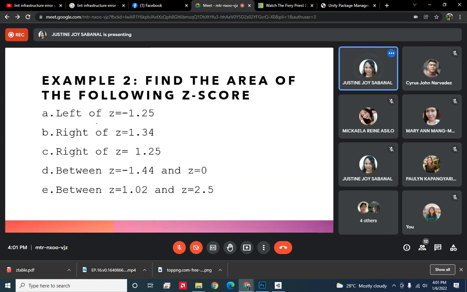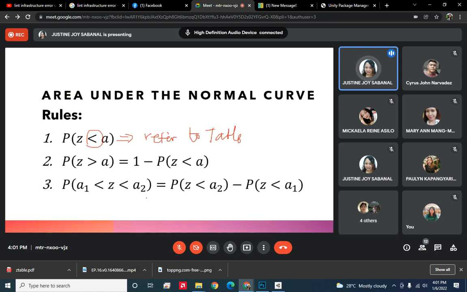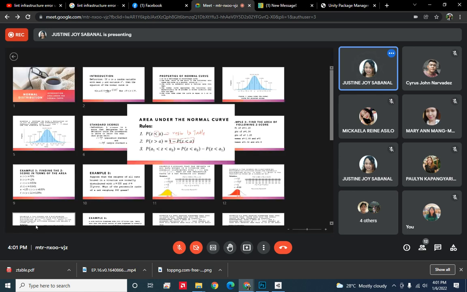So, pag ang example naman is to the right yung instruction, you have to use the second rule. Yan, nakastate dyan. Itong pag greater than, sa right yung equivalency niya. Before you can find the exact value of a certain z-score, you have to employ or utilize this formula, which is 1 minus p of z less than a.